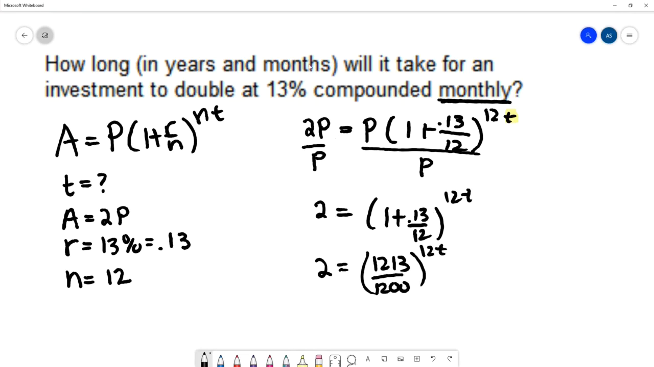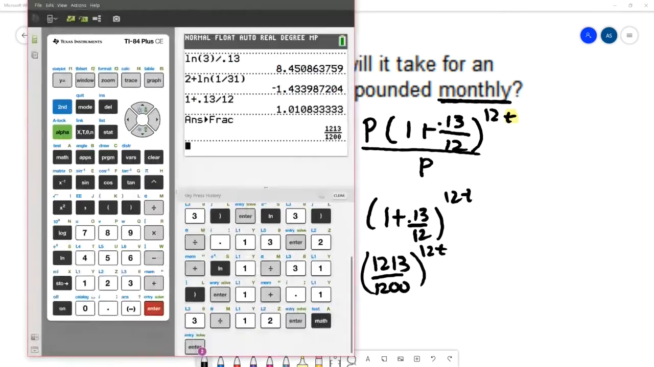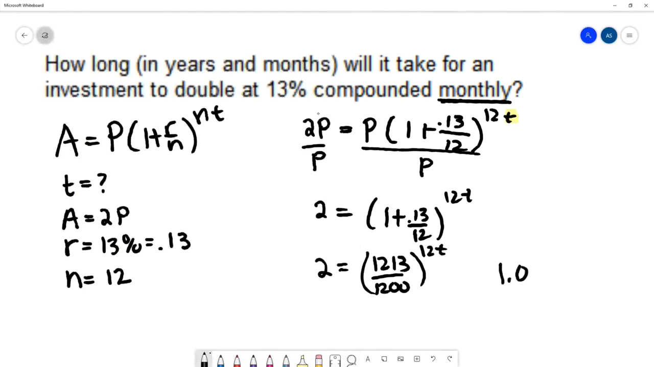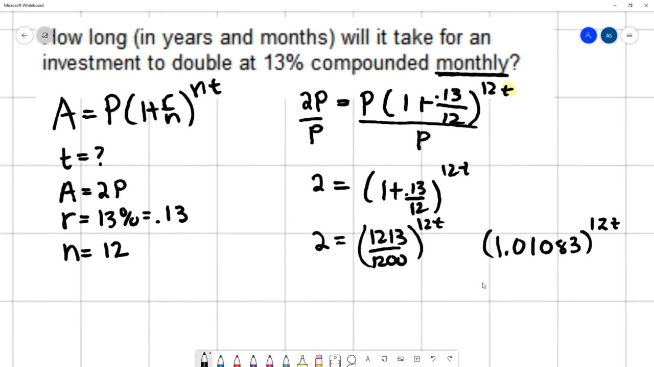And what we'll do is we'll go ahead and write down this number, and we're going to see if rounding is an issue at the end. So this is 1.01083. We'll take a look at the end to see if we get any rounding error with this.